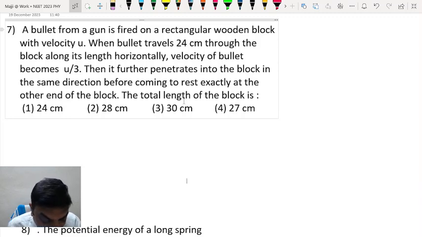Question number 7. A bullet from a gun is fired into a rectangular wooden block with velocity u. When the bullet travels 24 cm through the block along its length horizontally, the velocity of the bullet becomes u by 3. Then it further penetrates into the block in the same direction before coming to rest exactly at the other end of the block. The total length of the block is?